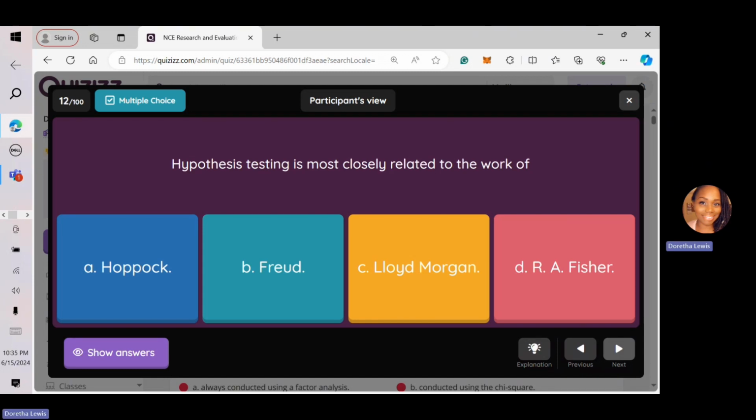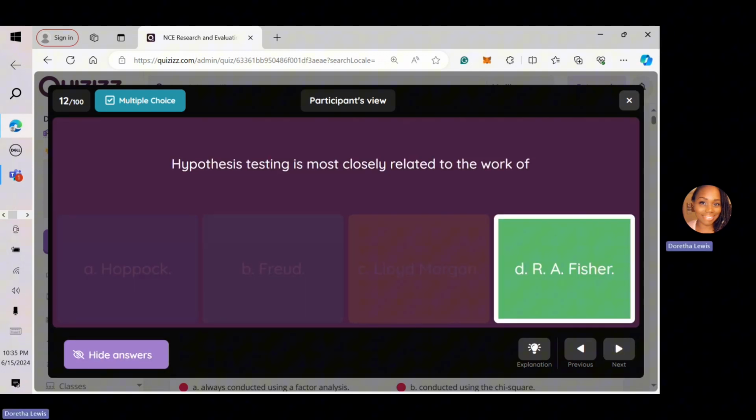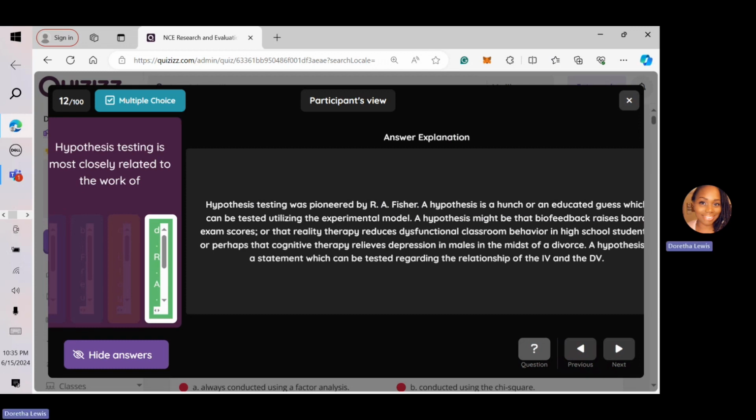Hypotheses testing is mostly related to the work of Adcock, Boyd, Lloyd Morgan, or R.A. Fisher. R.A. Fisher, right? So hypotheses testing is like a hunch, right? You feel that there is going to be a significant difference between the two variables, which is the independent variable and dependent variable. You're going to say independent variable causes DV, right? And the goal is to see if there is a strong relationship between that or not, right? Or even if it's a little bit. So R.A. Fisher said that a hypothesis is a hunch or an educated guess, right? Which can be tested utilizing an experimental model, right?